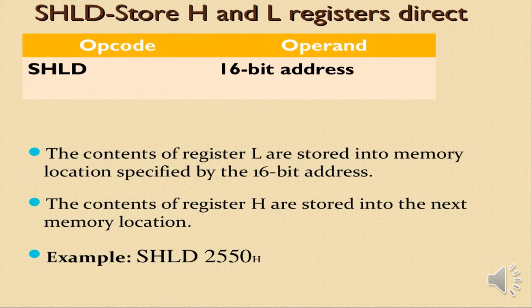The content of register L is stored in the memory location specified by the 16-bit address. The content of register H is stored in the next memory location. So the content of the HL register pair is loaded into memory. This stores the HL register directly into the memory location.